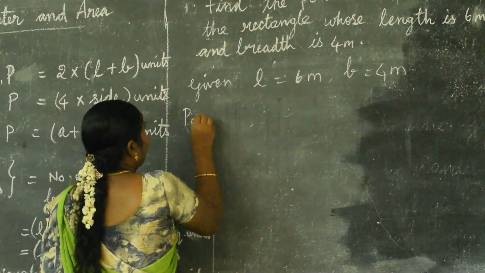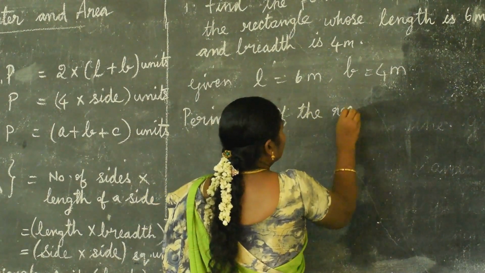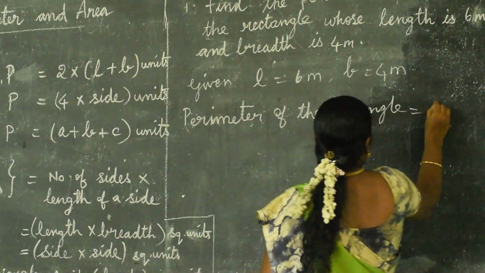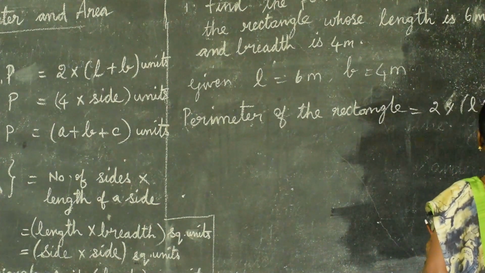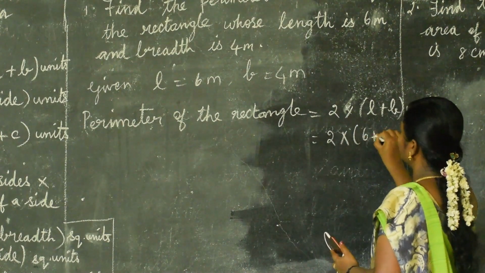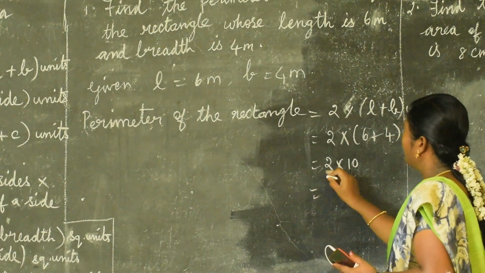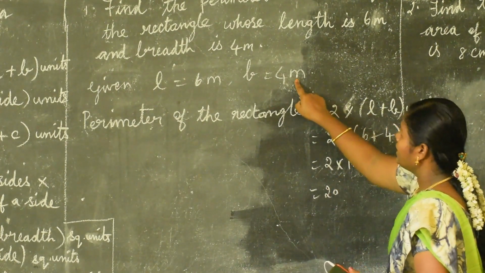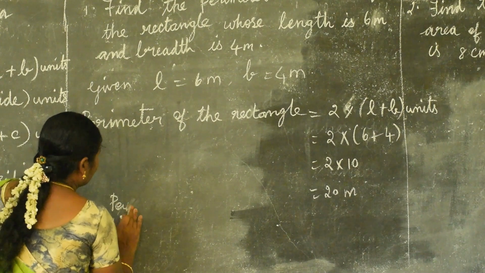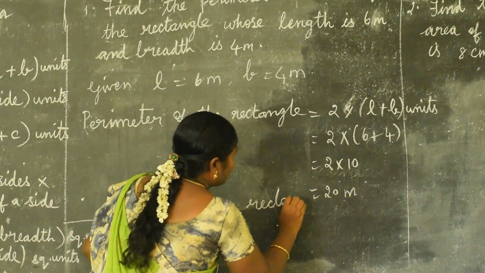Perimeter of the rectangle. We know the perimeter of a rectangle formula. Perimeter of the rectangle equals, what is the formula? 2 into length plus breadth units. What is the length given? 6 meter. So write 2 into 6 plus breadth is 4. Now add these two numbers, 6 plus 4, 10. Then multiply, 2 into 10, 20. What is the unit? Meter. So the perimeter of the rectangle is 20 meter.